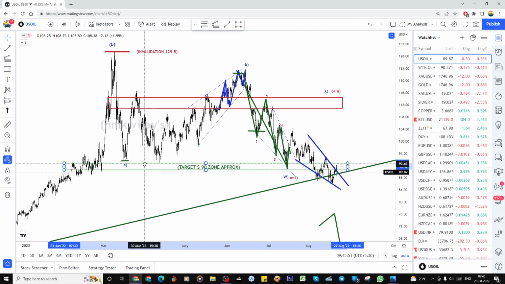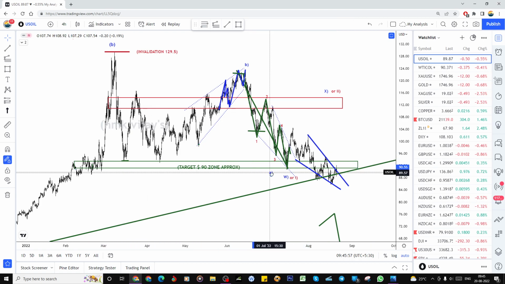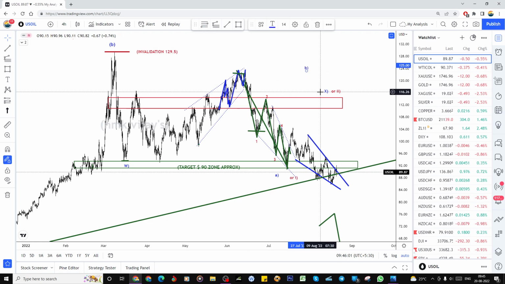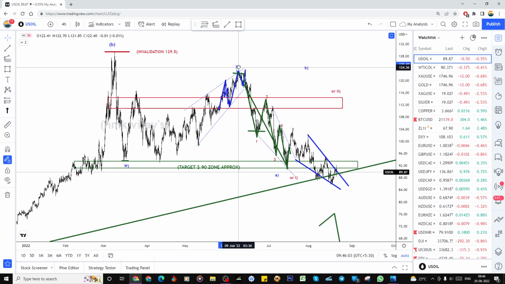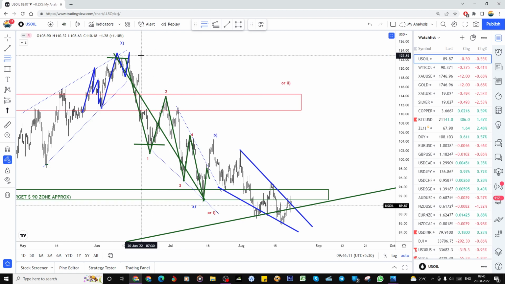See, this is looking like A, B, and C. So this could be a W. Here we can do it, and this could be the X. So this could be the 5-wave structure, this is the A. So this one is the simple one, B, because of that zigzag correction.